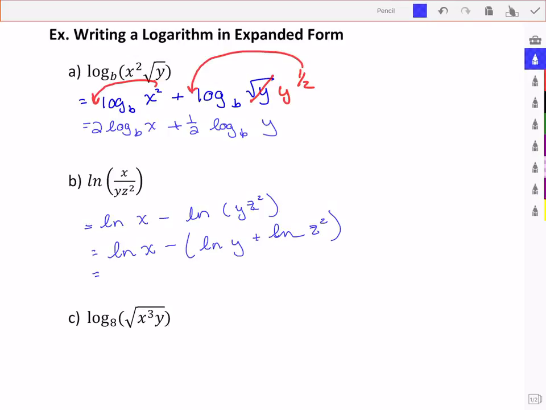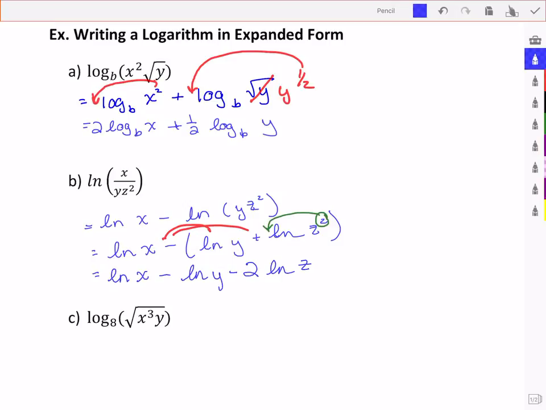I did put it in parentheses, which shows me that I'm not quite done because parentheses won't be in our final answer. I'm going to distribute this negative, and I'm going to go ahead and grab this 2 right here and move it to the front of the natural log. So I've got natural log of x minus natural log of y. When I distribute that, it becomes a minus 2 natural log of z.